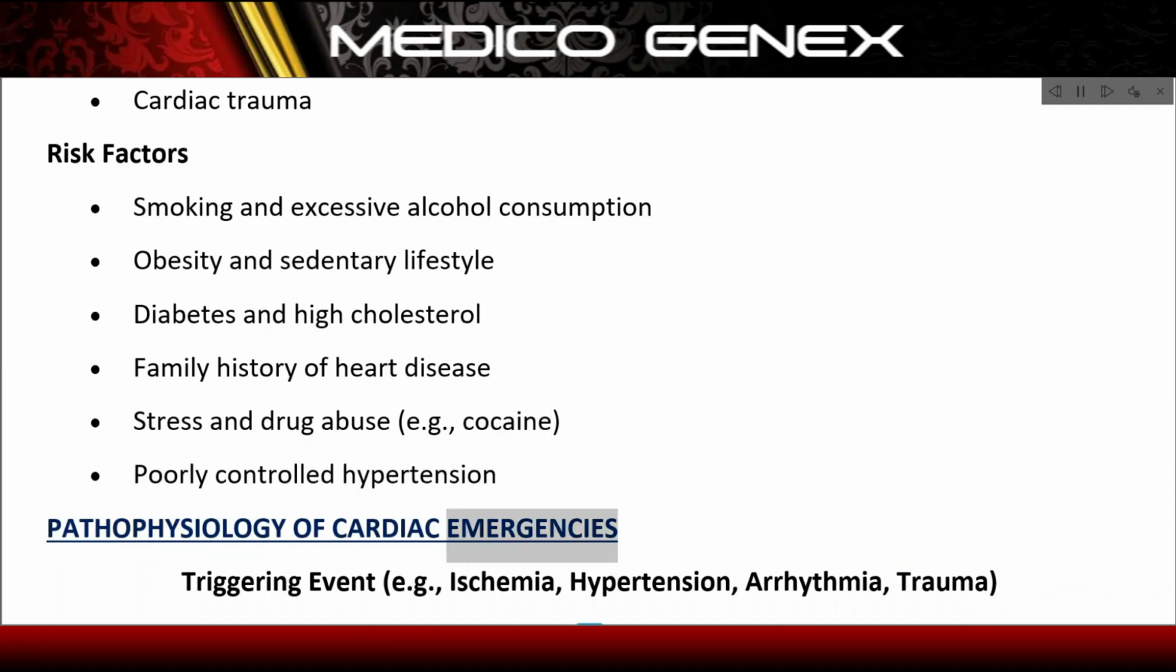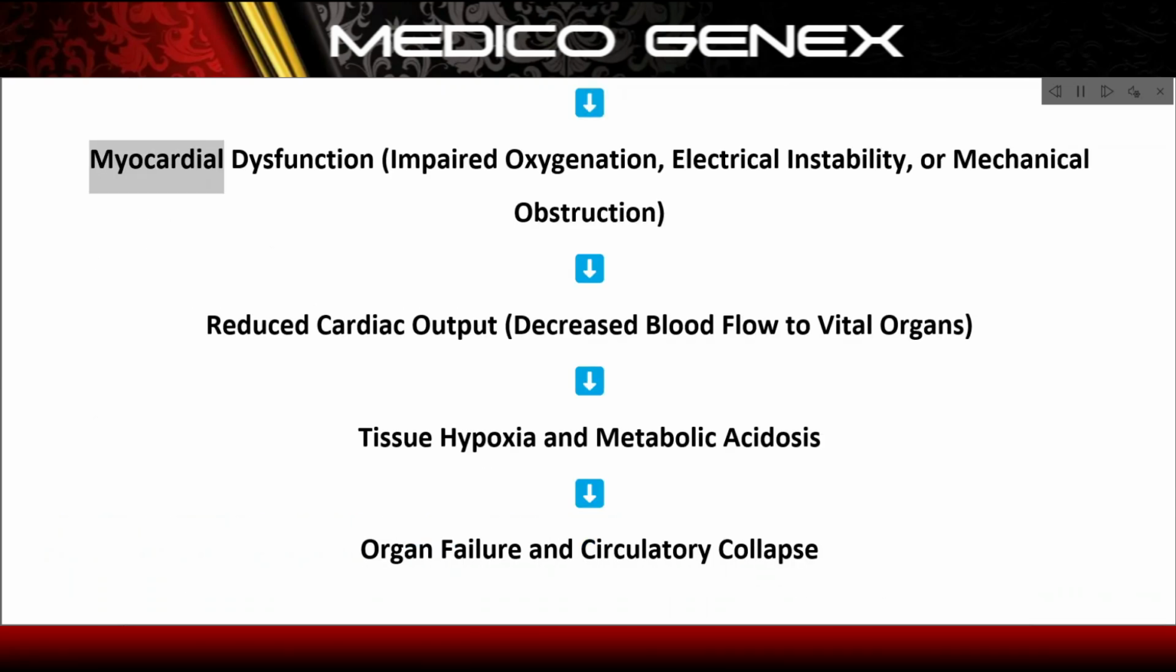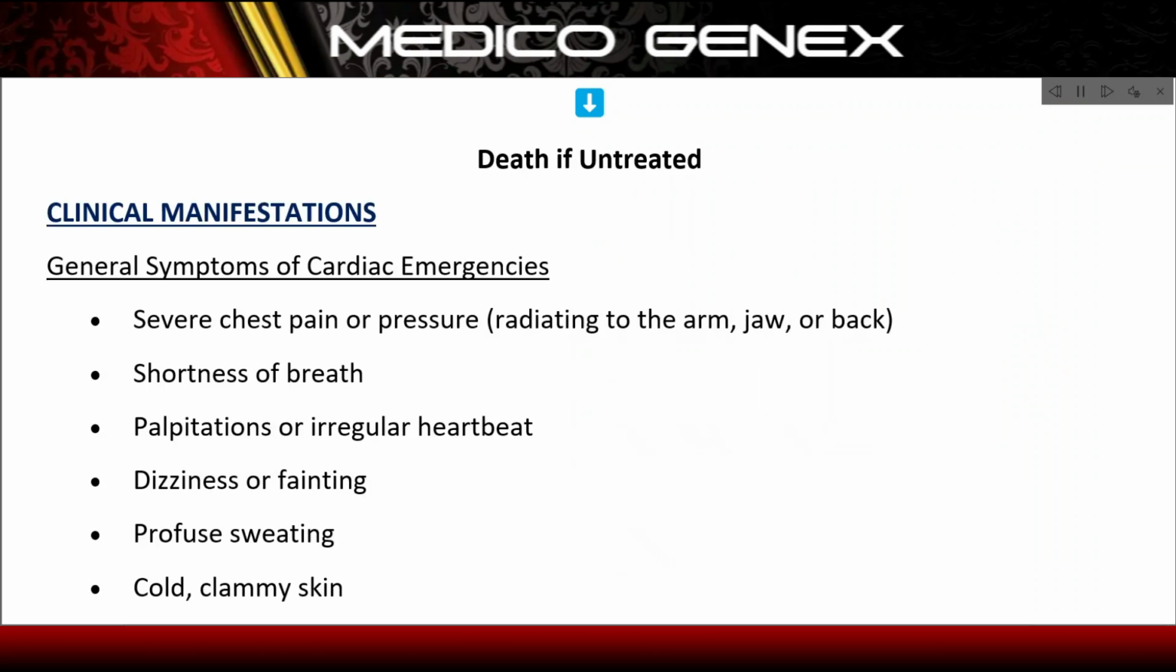Pathophysiology of cardiac emergencies. Triggering event, example ischemia, hypertension, arrhythmia, trauma. Myocardial dysfunction, impaired oxygenation, electrical instability, or mechanical obstruction. Reduced cardiac output, decreased blood flow to vital organs. Tissue hypoxia and metabolic acidosis. Organ failure and circulatory collapse. Death if untreated.